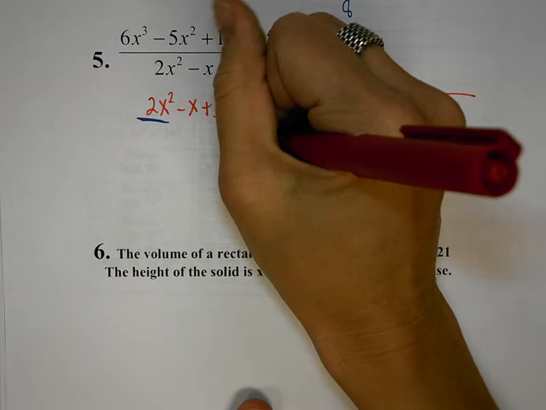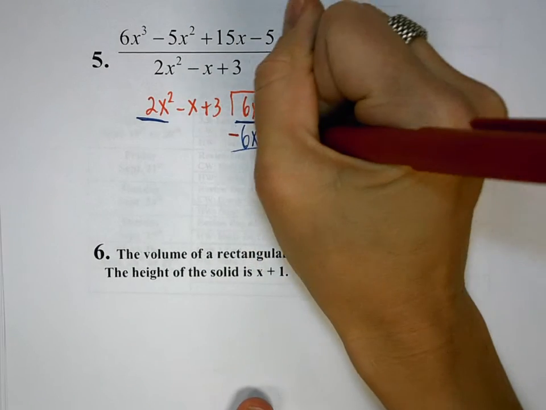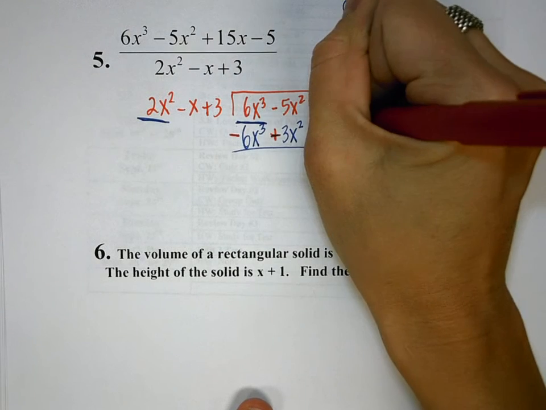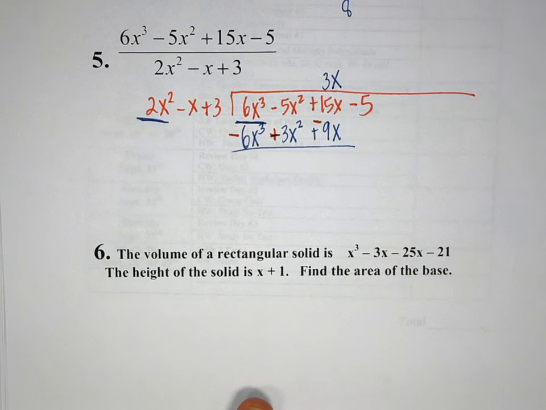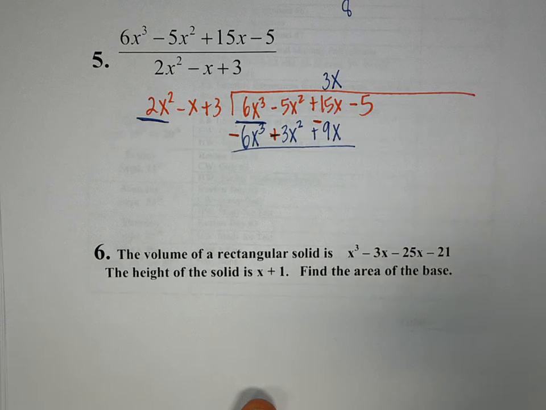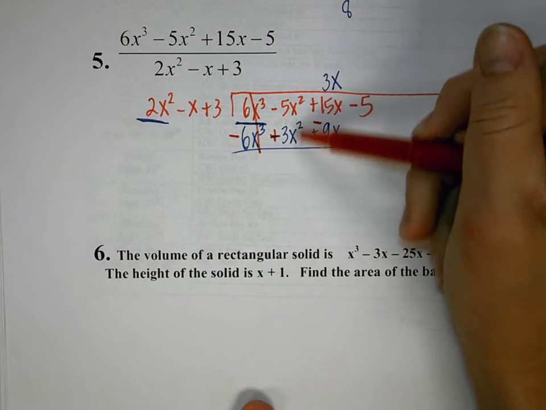Good. Change all your signs. We are subtracting. So this is a negative, positive, negative. When we go through here, these cancel. What do you do with a negative and a positive?